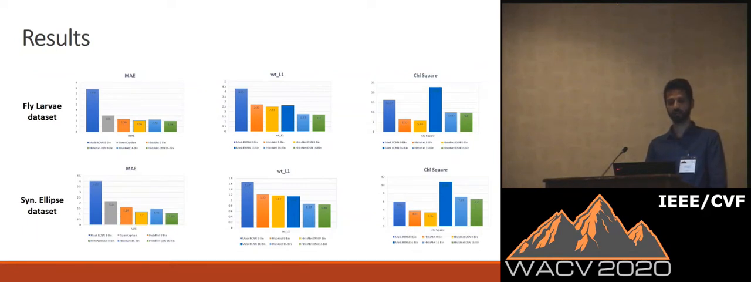Now this is the overall summary of our result. Our method outperformed Mask RCNN and the Countception method for object counting, and we reduced the weighted L1 loss and chi-square distance between histograms by more than 50% compared to Mask RCNN while having 85% fewer parameters.